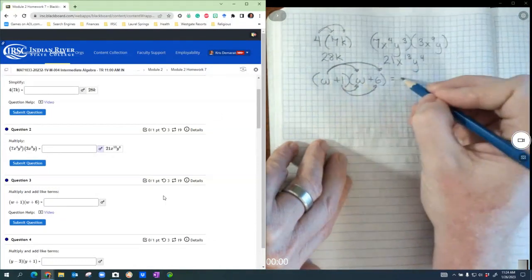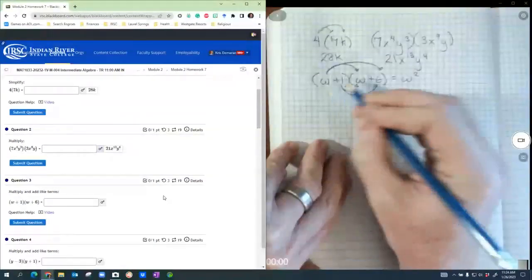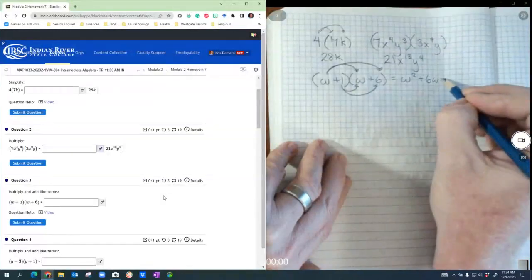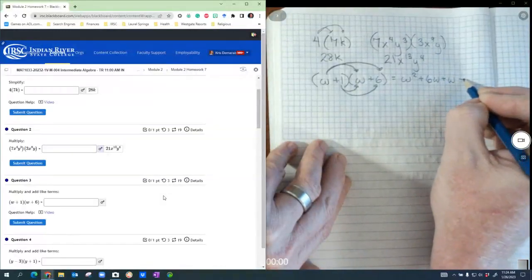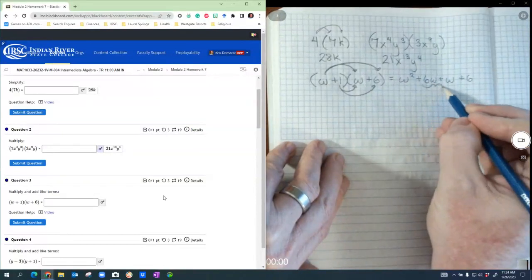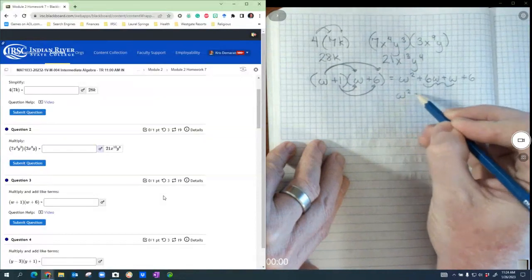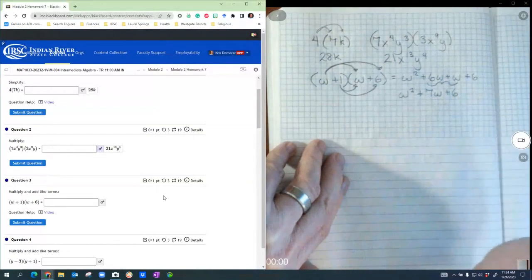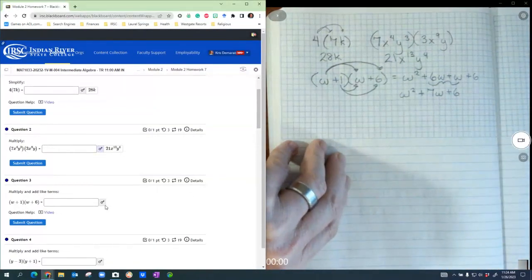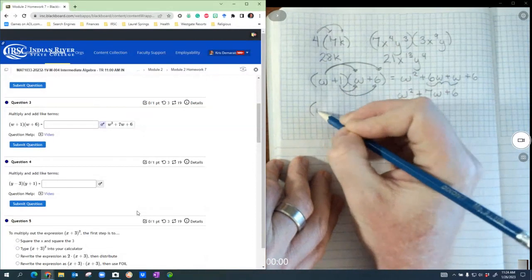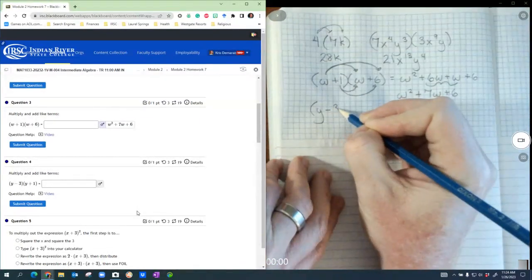So W times W is W squared, and then W times 6 is 6W, and then 1 times W is 1W, or simply W, and then 1 times 6 is 6. And then we combine these two terms together and we get W squared plus 7W plus 6. And that's all we have to do. So it's FOIL. Now you have this. Same idea.